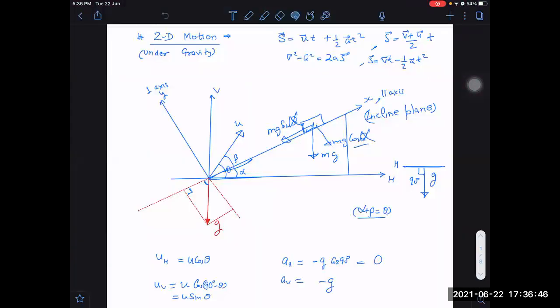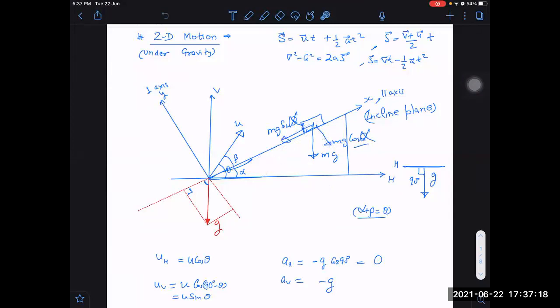So I told you that I will be taking 4 axes: vertical axis, horizontal axis, x-axis parallel to the incline, and y-axis perpendicular to the incline. And how to take the components? I gave you a very simple trick: when we want to take the component of acceleration, just remember this diagram of mg sin theta and mg cos theta. You will not make mistakes then. Here it will become mg sin alpha and mg cos alpha, because the angle of incline is alpha with the horizontal.